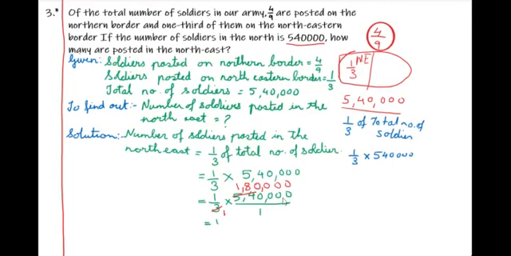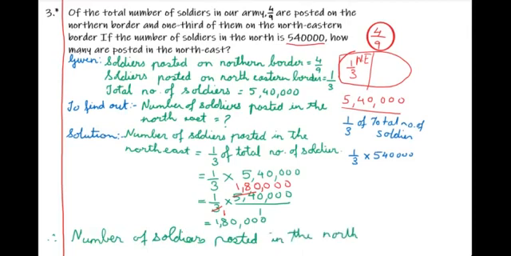So now if we multiply 1 into 1,80,000, we will have the same number. What is that? 1,80,000. Yes or no? Then 1 into 1 is 1. So the answer will remain only 1,80,000. So we can write, therefore, the number of soldiers posted in the northeast is 1,80,000. Got it? So this is the solution for sum number 3.